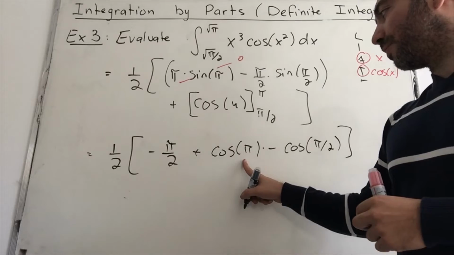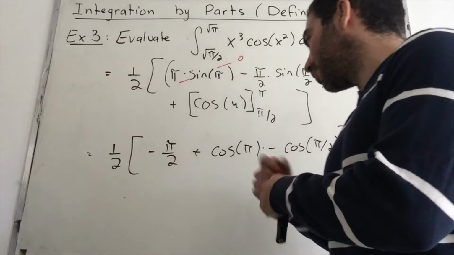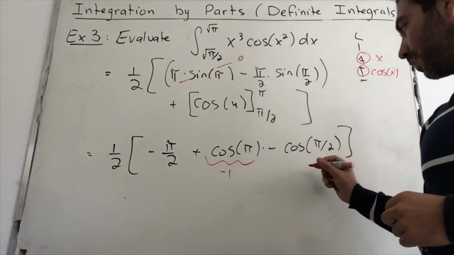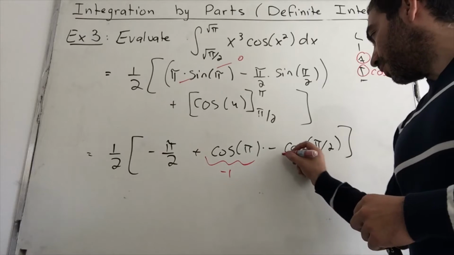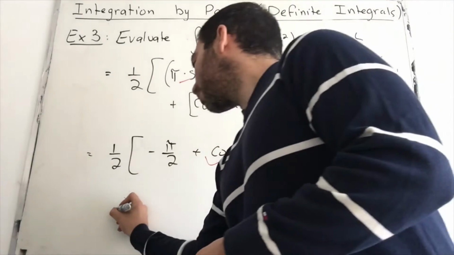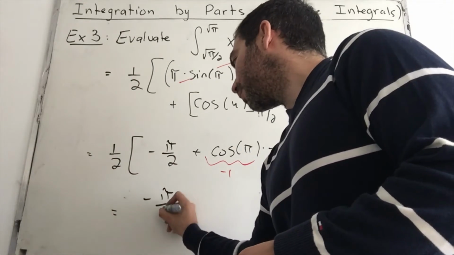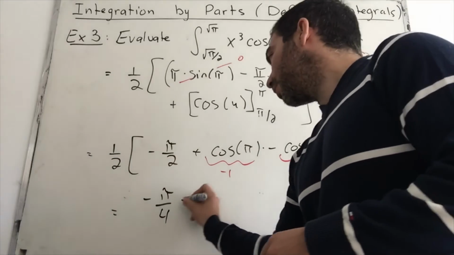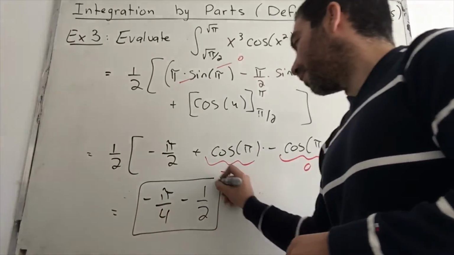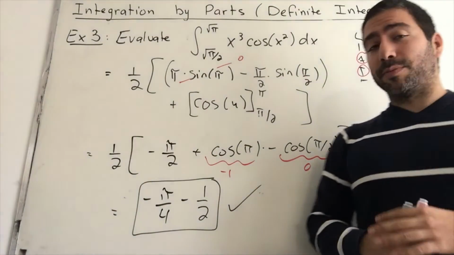Okay. Cos of pi is negative 1 from our unit circle. And cos of pi over 2 is 0. So this piece is gone. So we're left with 1/2, which we'll distribute in, minus pi over 4, and then the 1/2 times the negative 1 minus 1/2. And this is the final answer. We're done. Okay. Let's move on to the next example.